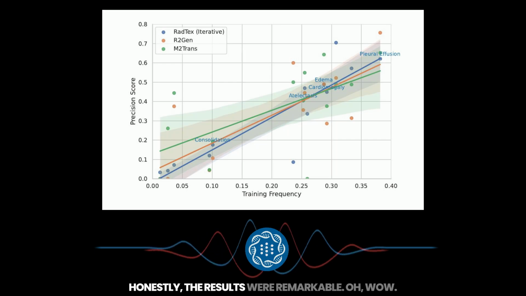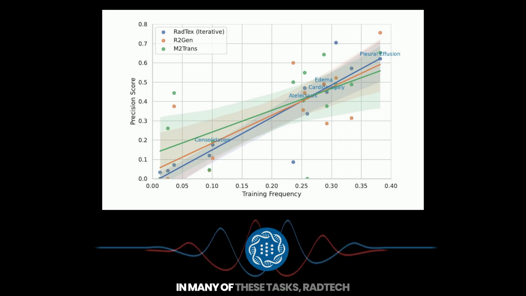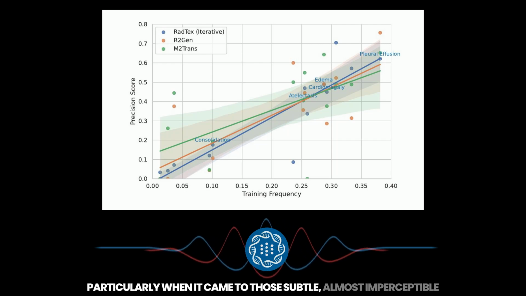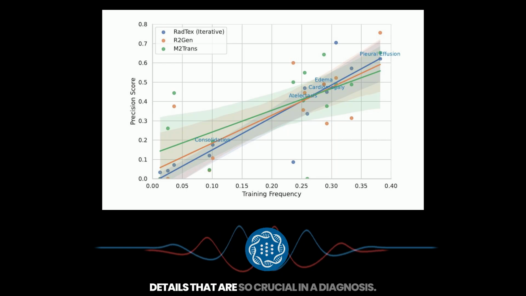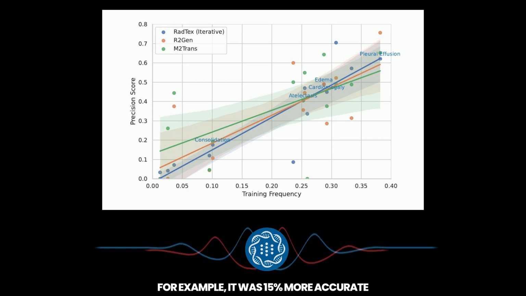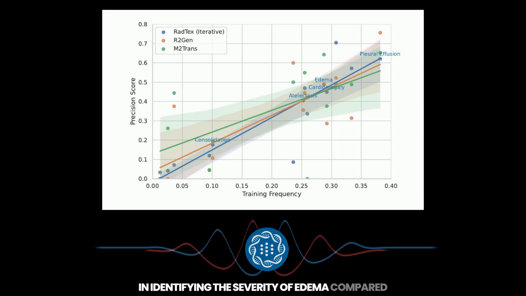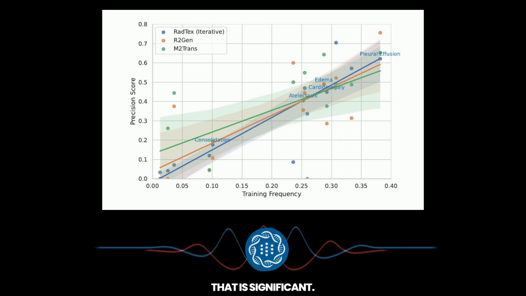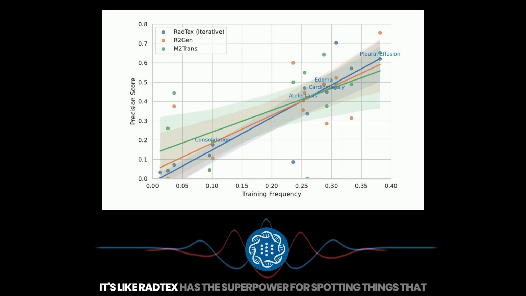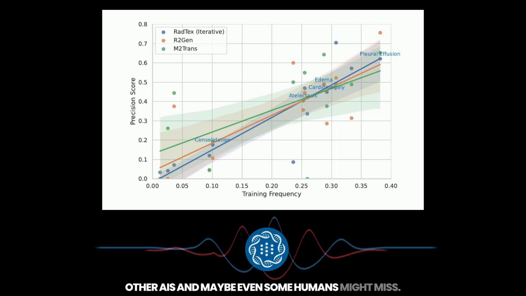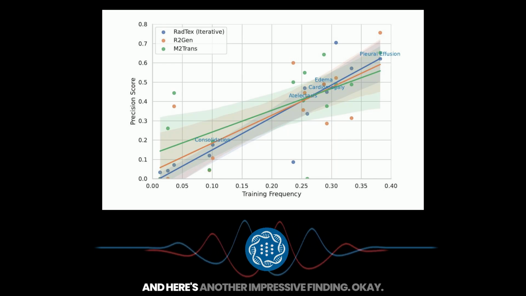Honestly, the results were remarkable. In many of these tasks, RadTex actually outperformed other leading AI models, particularly when it came to those subtle, almost imperceptible details that are so crucial in a diagnosis. For example, it was 15% more accurate in identifying the severity of edema compared to the previous best model. That is significant. It's like RadTex has a superpower for spotting things that other AIs and maybe even some humans might miss.